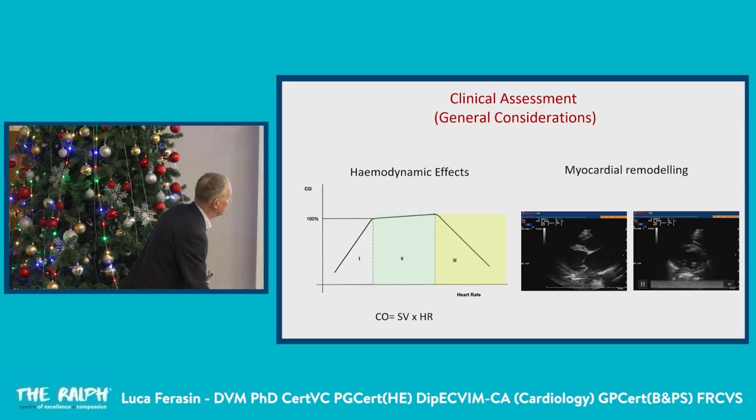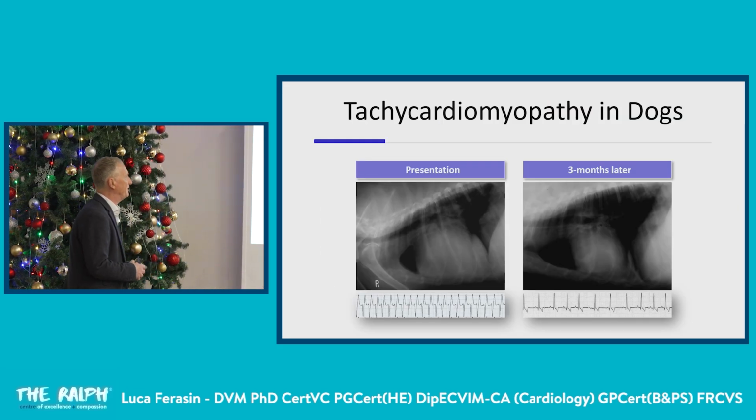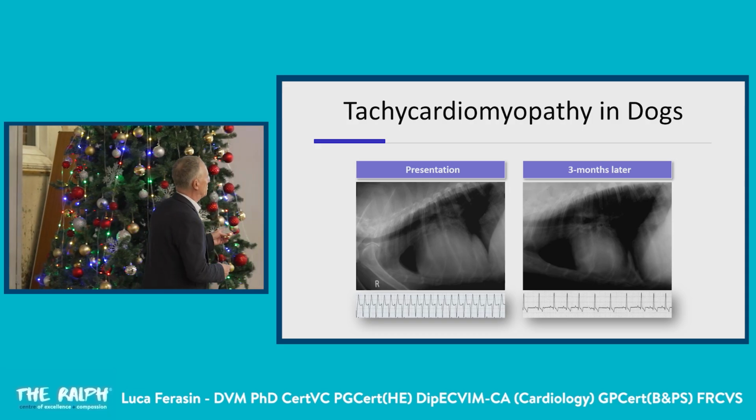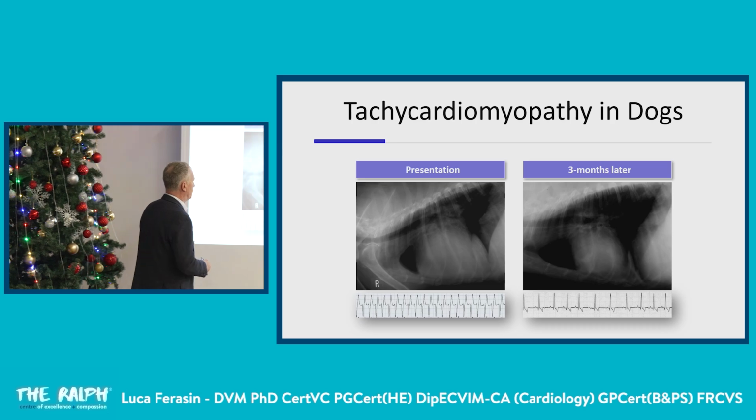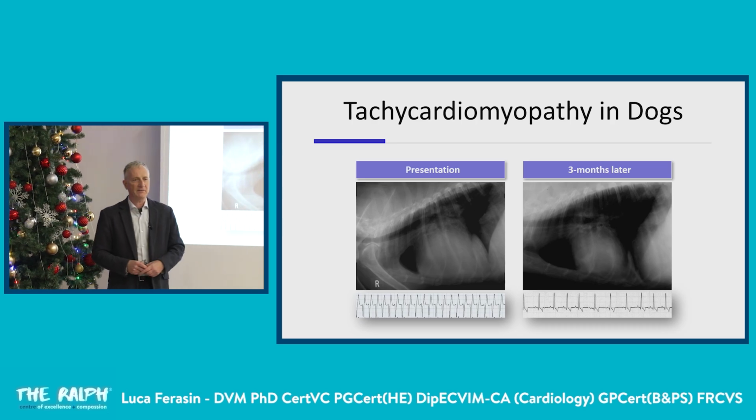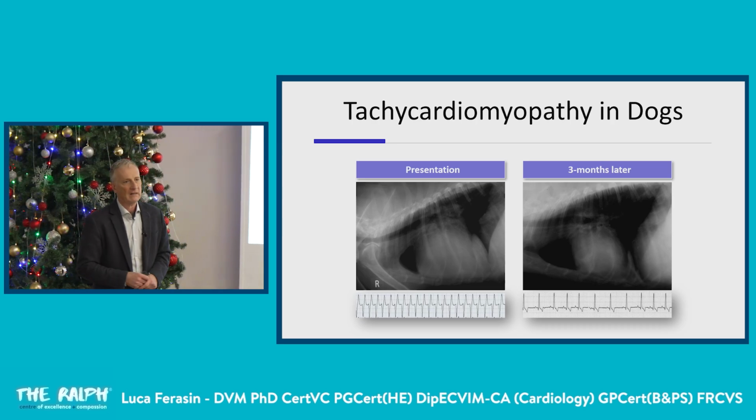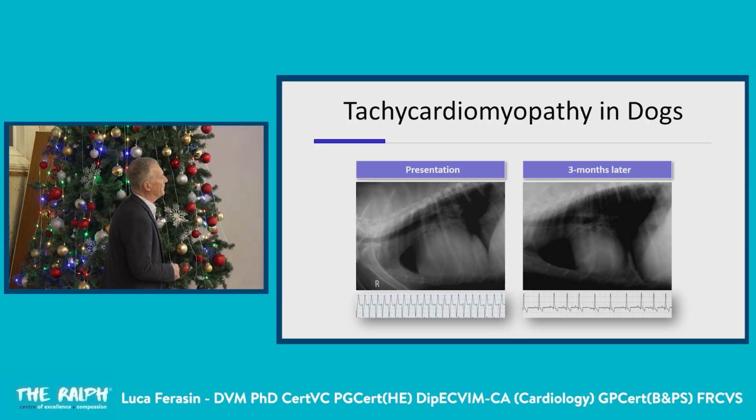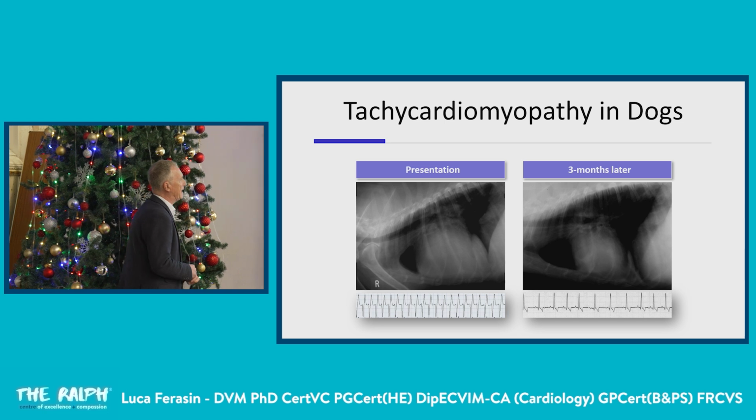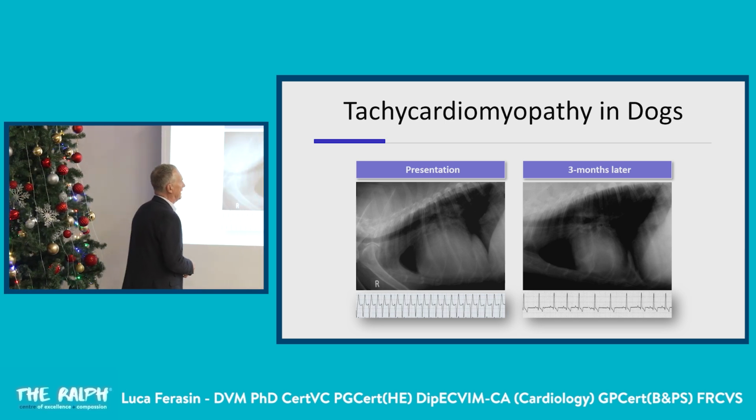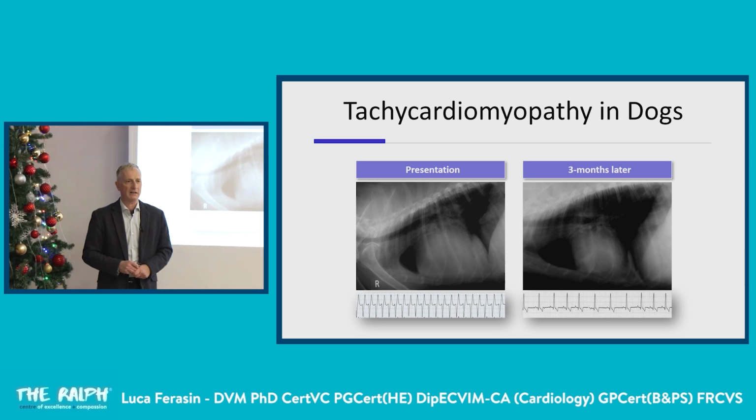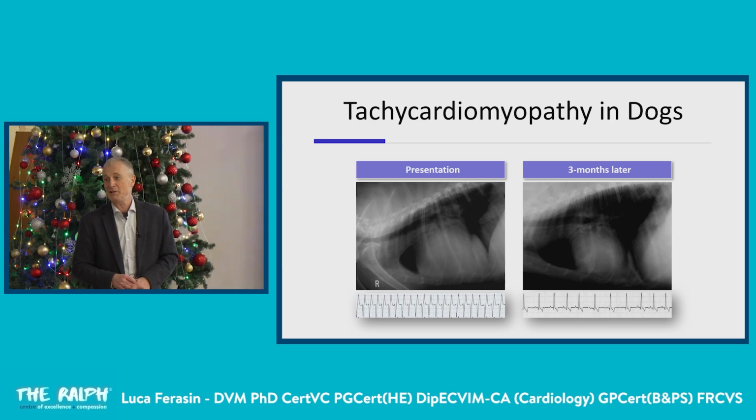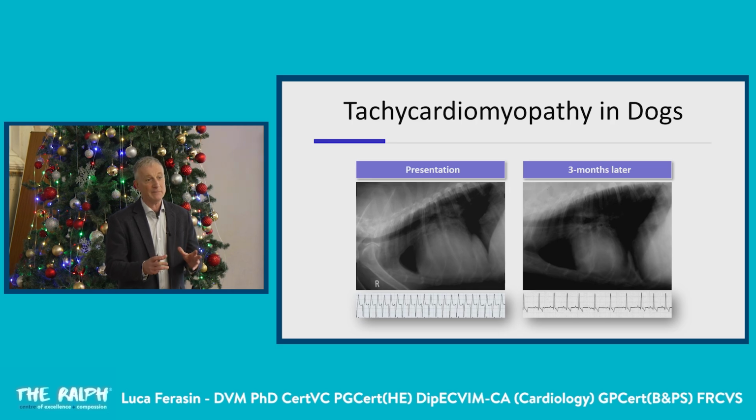And this is a very old case. I saw this one like 25 years ago, when I wasn't even aware of tachycardiomyopathy. This was a Springer Spaniel that presented with congestive heart failure with a very rapid ventricular tachycardia. We treated this dog with mexiletine at the time and converted into sinus rhythm. Same dog came back 3 months later, and here is the size of the heart compared to the previous one. So it went back to a completely normal heart in terms of size, but also in terms of function.